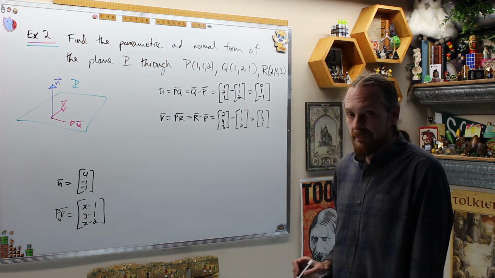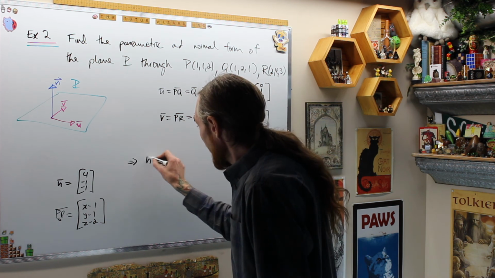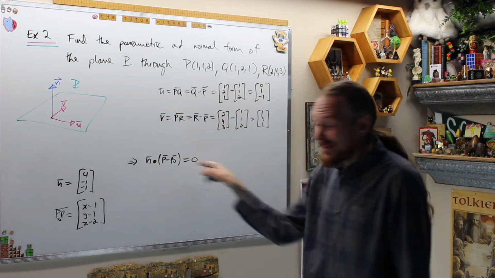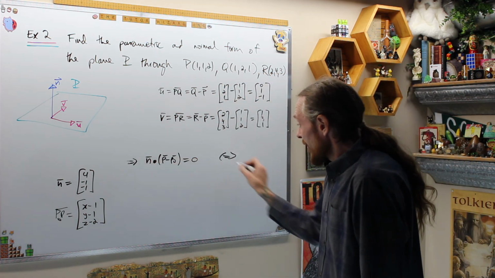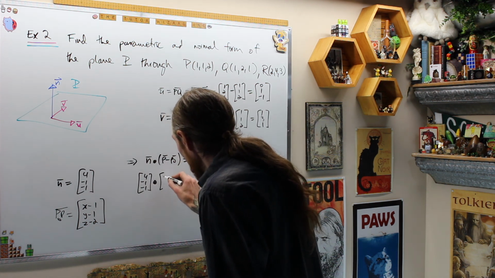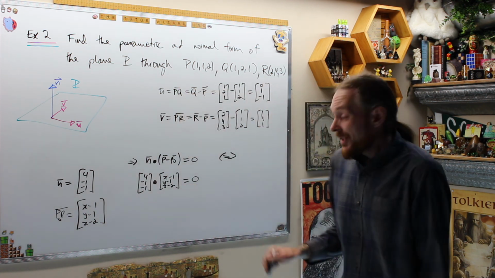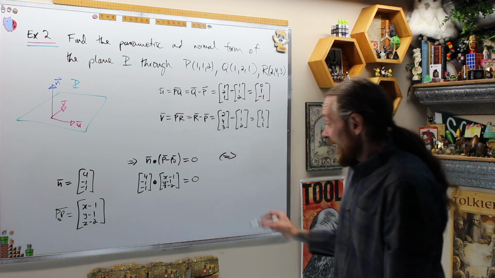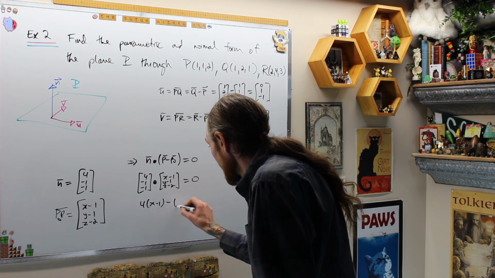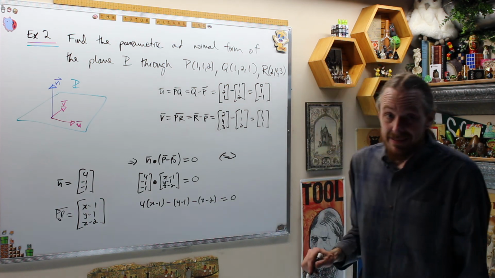Let's write that down. Right, now that we have n and we have p minus p naught, this tells us that n dot product p minus p naught is equal to 0 is the normal equation. And for us, that's now going to give us, what is n? 4, negative 1, negative 1, dot product with x minus 1, y minus 1, z minus 2 equals 0 is that equation. Now do the dot product on the left-hand side, and that is going to give me 4 times x minus 1, minus y minus 1, minus z minus 2 equals 0. This is the normal equation.